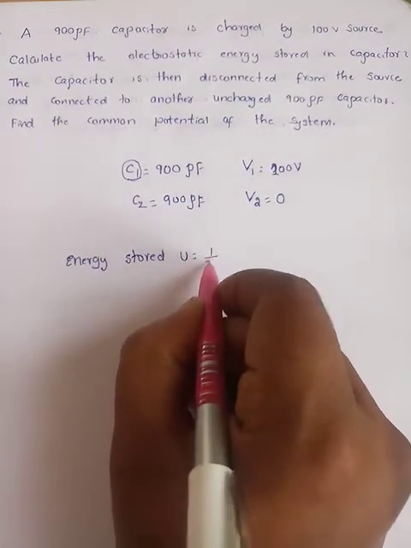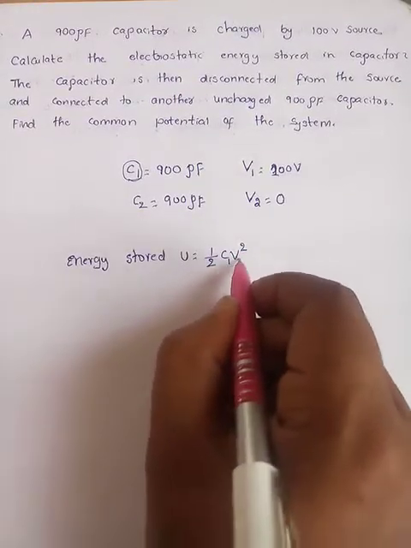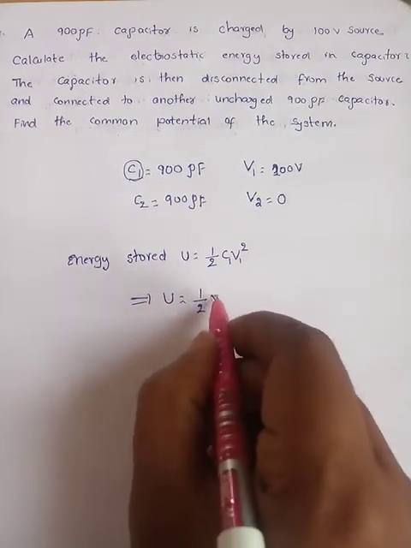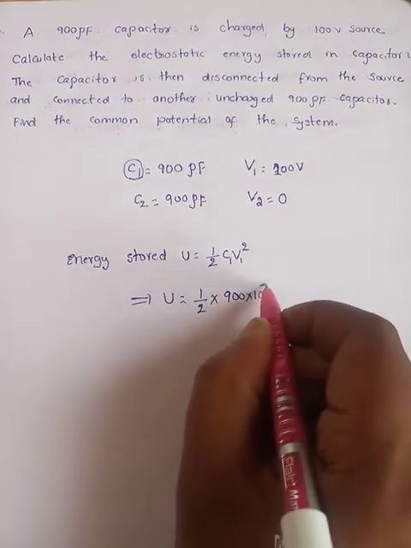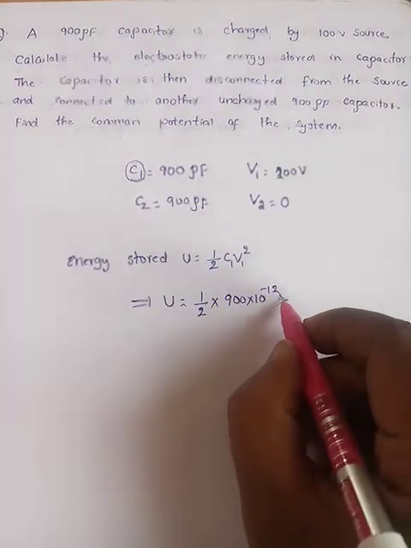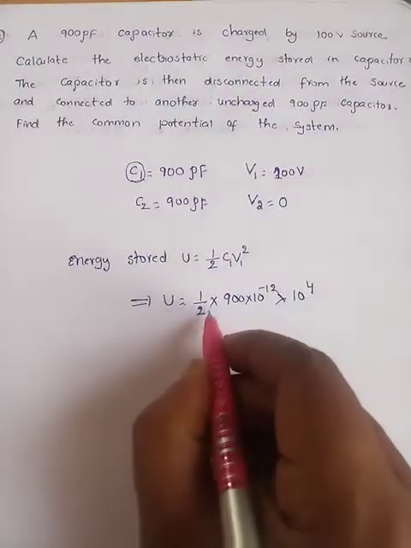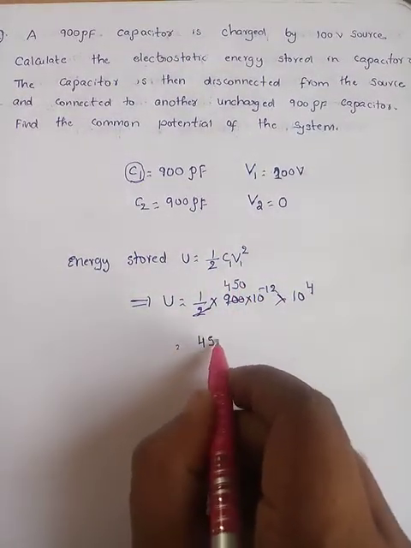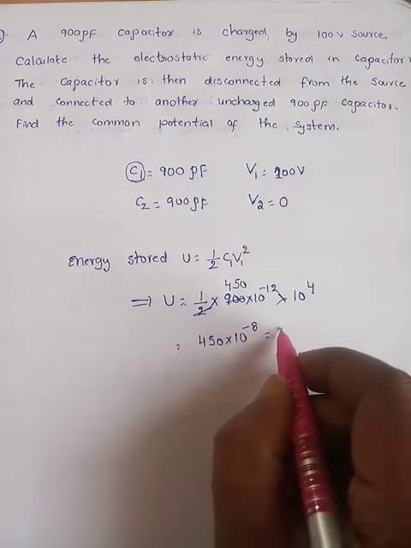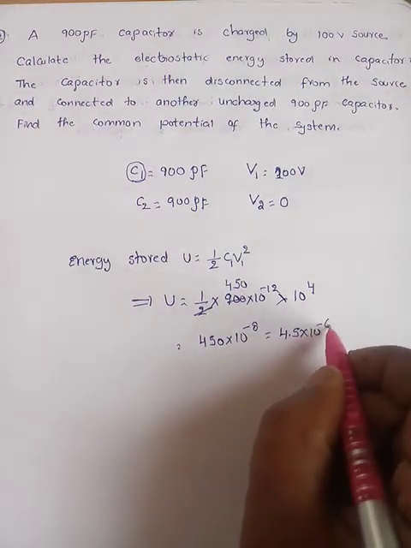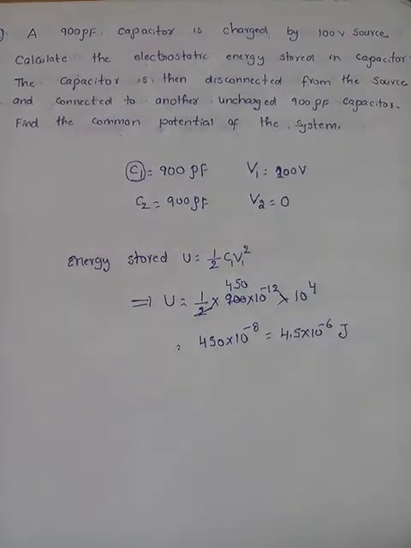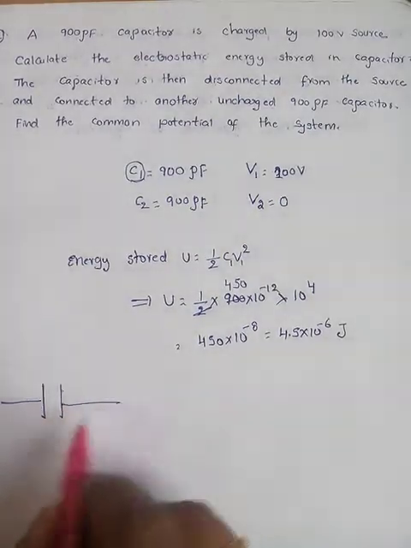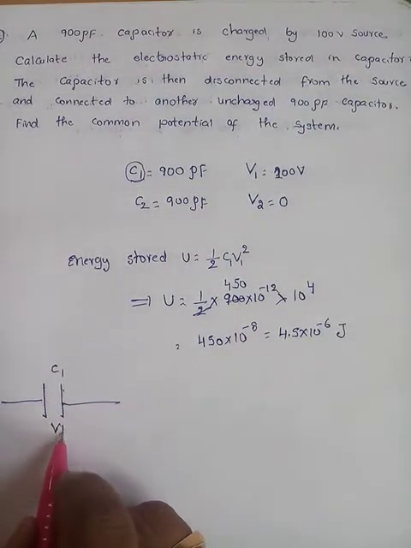Energy stored is equal to half CV square. For the first capacitor, half C1 V1 square. That implies U equals half into C1, 900 into 10 raised to minus 12, into 100 squared, so you can write it as 10 power 4. Two ones are 2, two fours are 8, so half of it is 450. So 450 into 10 raised to minus 8, or 4.5 into 10 raised to minus 6. Energy is calculated in joules.